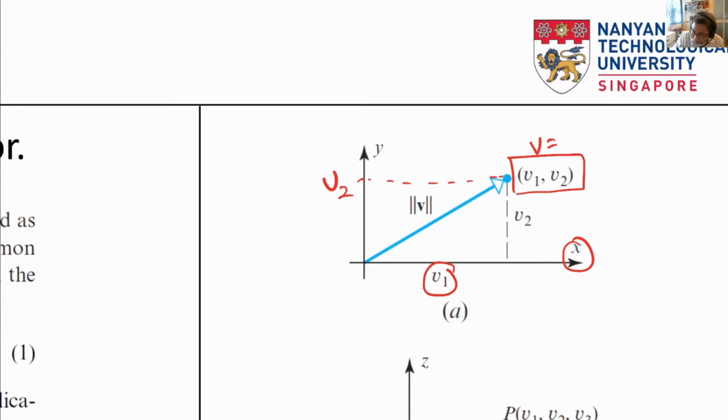In our case, x and y are perpendicular to each other, and we can employ the Pythagoras Theorem to find the longer side. The longer side, which is the length of v, is equal to the square root of v1 square plus v2 square. If we square both sides, what we get is v square equals v1 square plus v2 square.